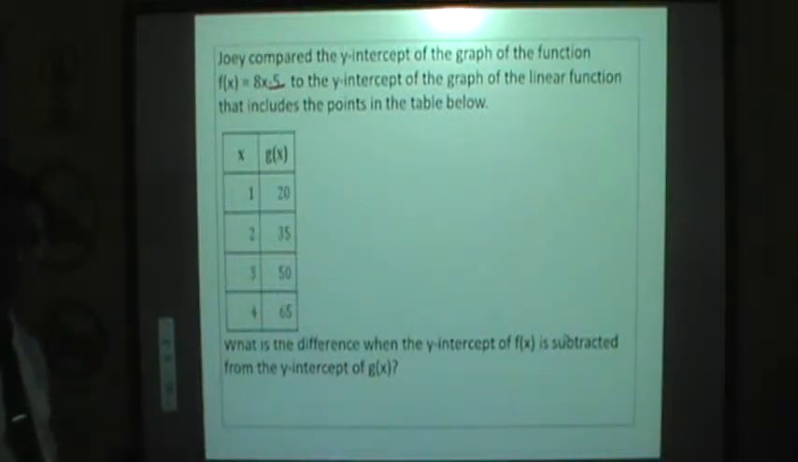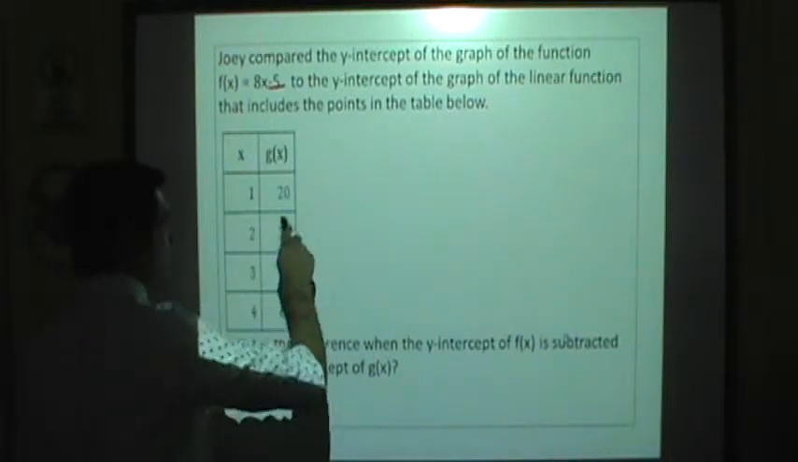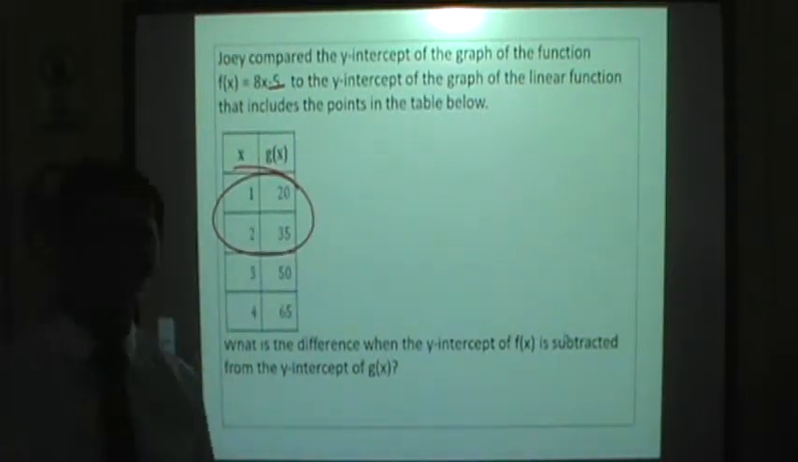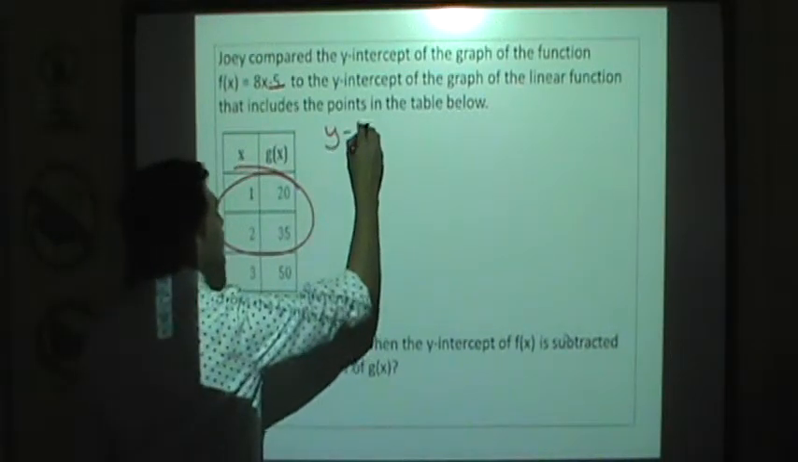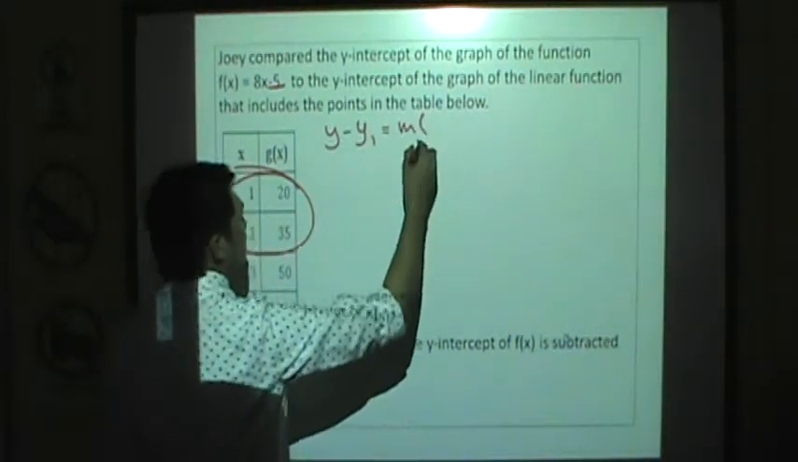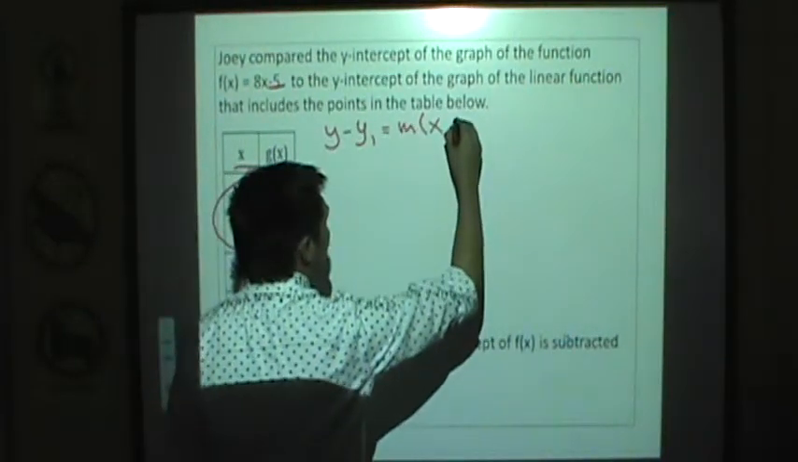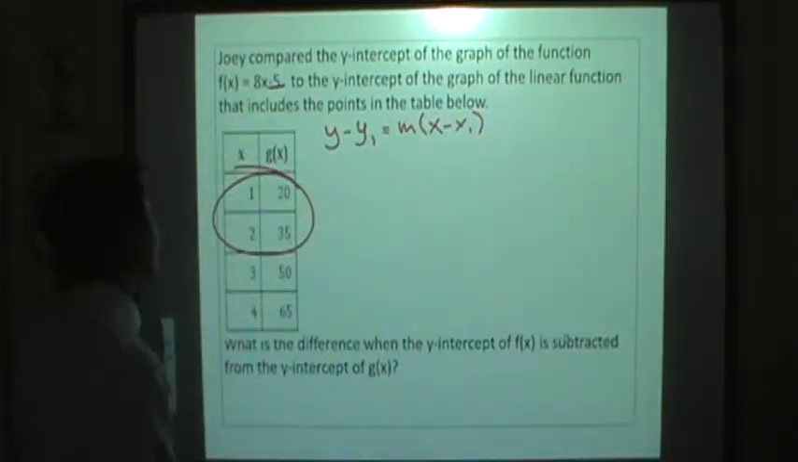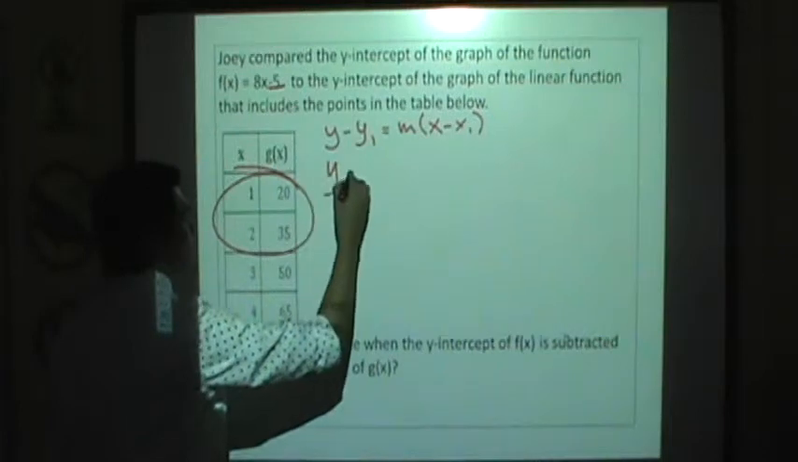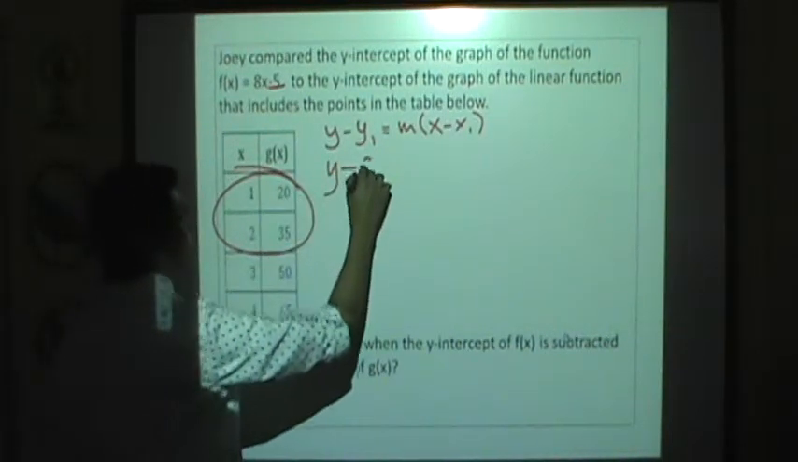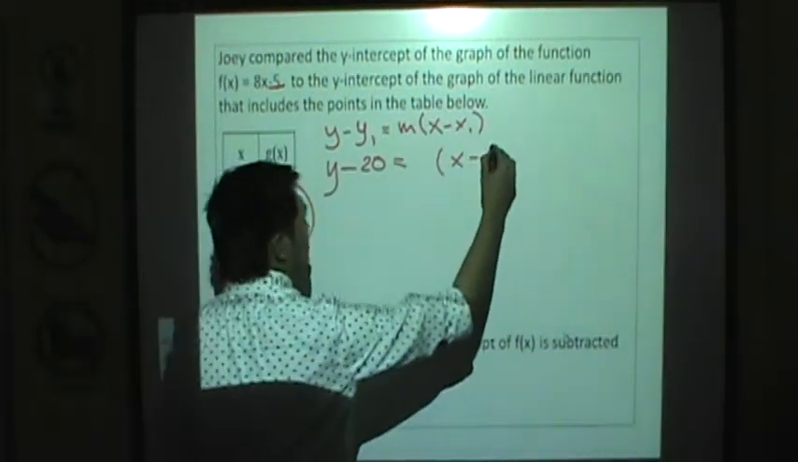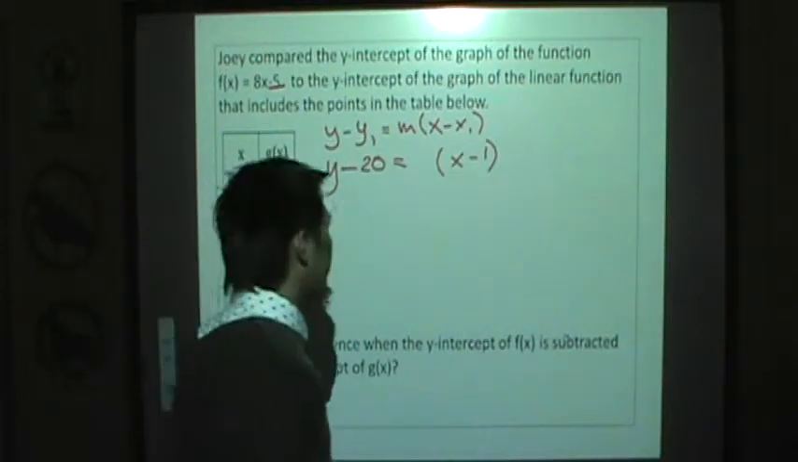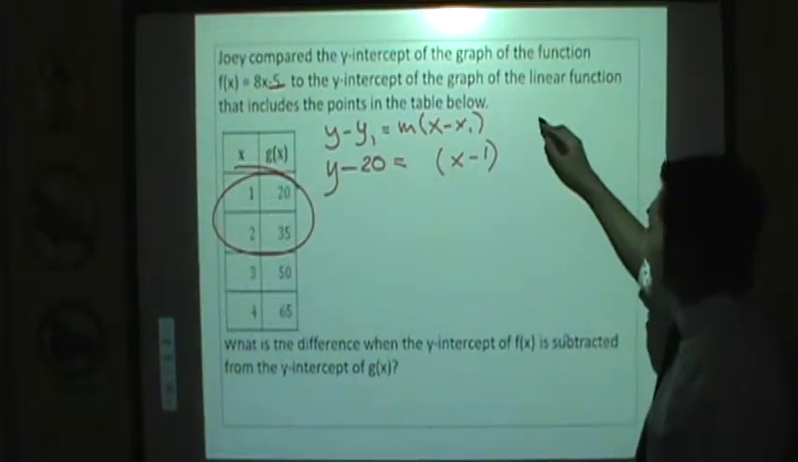Because here we have to basically find out the y-intercept of the first one, which is negative 5, and the y-intercept of this one. To find the y-intercept, first we have to find the equation of the line. Again, we're talking about the equation, so here we go again with that long y minus y1 equals m times x minus x1. Then plug in y minus, your y1 is 20. Oh no, we don't have the slope, but your x1 is 1.